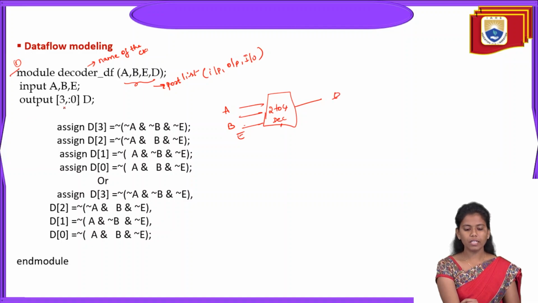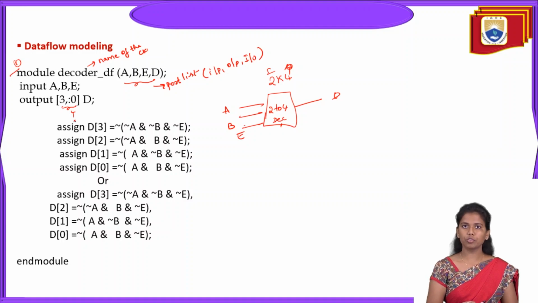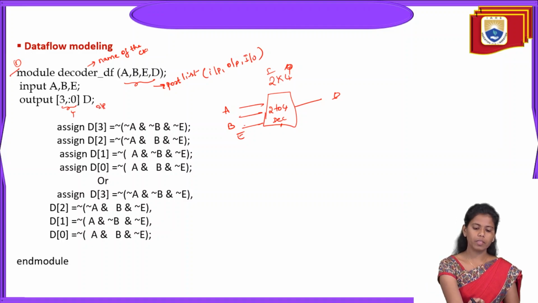So output is how many bits? 4, 3:0 and D. So D is the output, 3:0 out of 4, right? It is 2 to 4. 2 inputs, 4 outputs, right? So my output would be 3:0. So totally how many bits do I have to generate? 4. So 3:0, and D is nothing but the output.